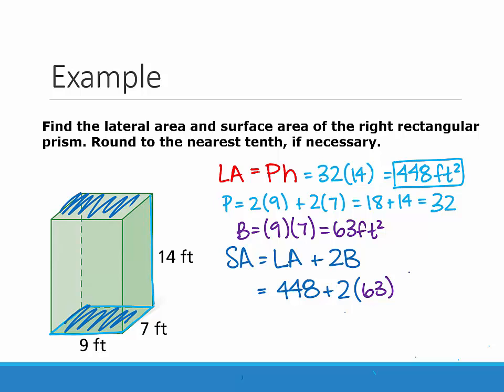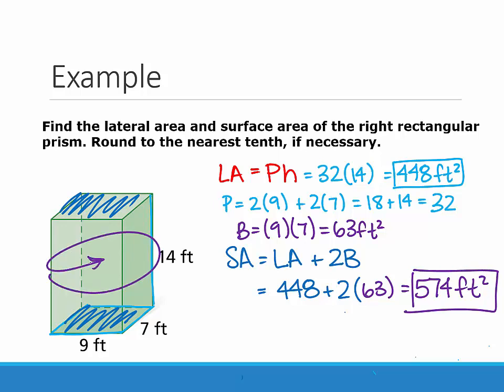And if we add all this up, you end up with 126 plus 448, which is 574 feet squared. So the lateral area, just all the outsides, is 448 feet squared. But if we add the tops on, we get 574 feet squared.